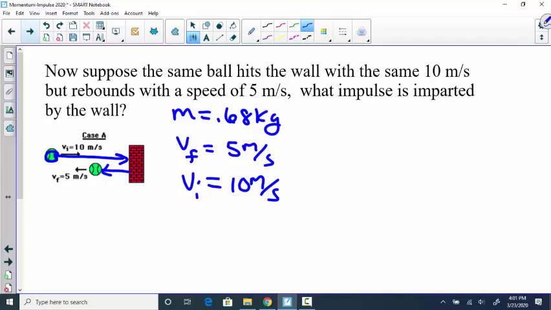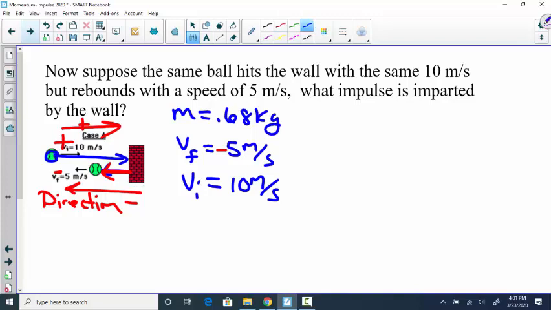Okay, something very important that we need to take care of, and that is direction. If this is positive 10 meters per second, then this going the other direction has to be negative 5 meters per second. That follows our sign convention we've been using all year, where everything to the right is positive, everything to the left is negative. So that means our final velocity has to be negative.